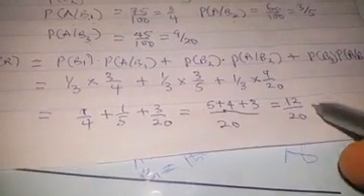Over 20, okay? I think 4 can go, that will give us 3 over 5. So the answer to that question is 3 over 5.